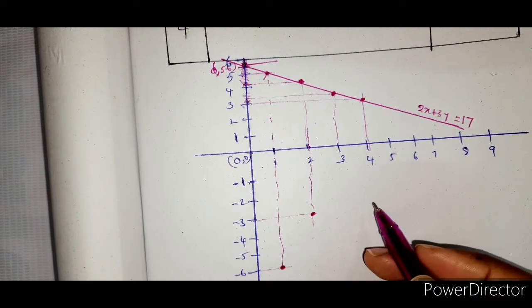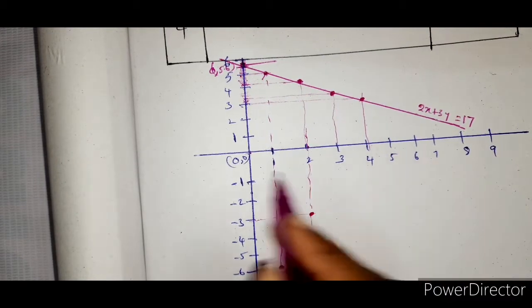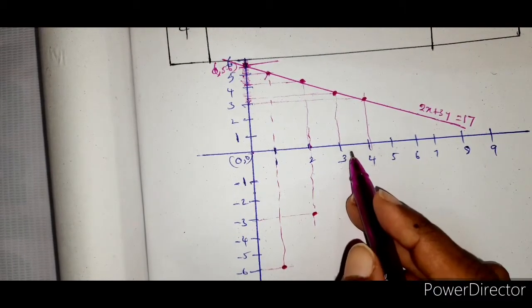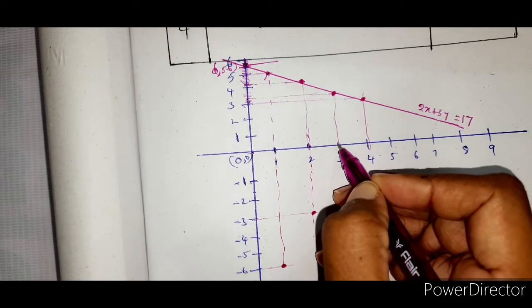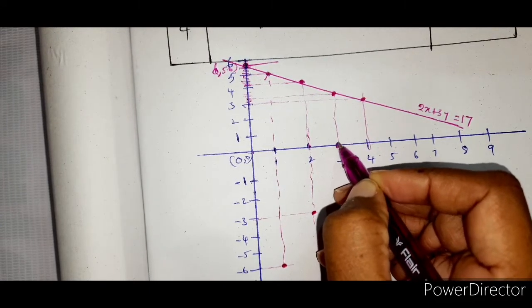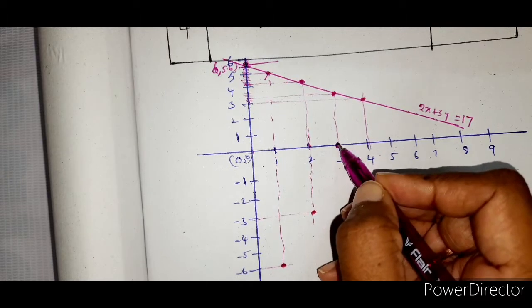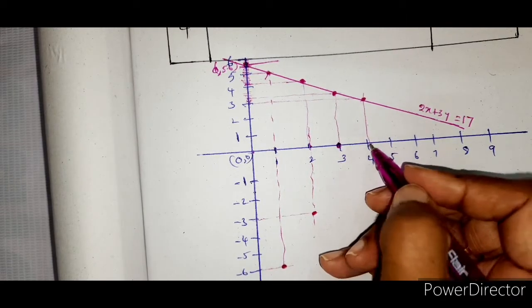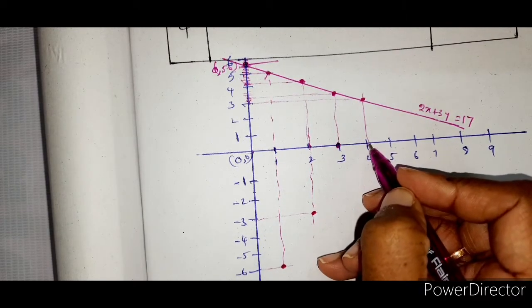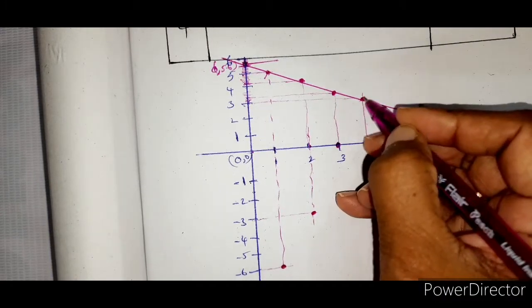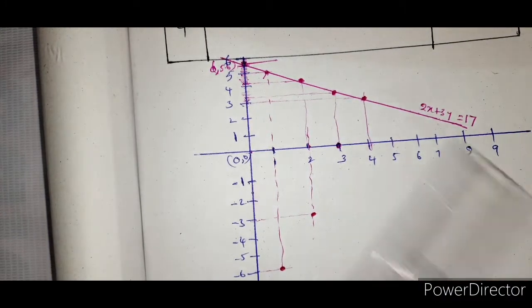And at x is equal to 3, it is 0. At x is equal to 3, y is 0. That means the y coordinate is 0 and x is non-zero, so it lies exactly on the x-axis. The next, when x is equal to 4, I got it to be 3. So this point. Beautiful.